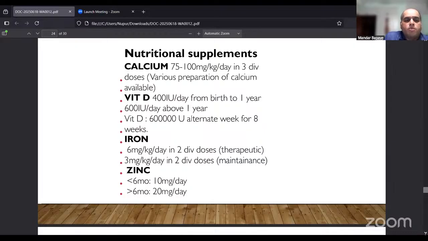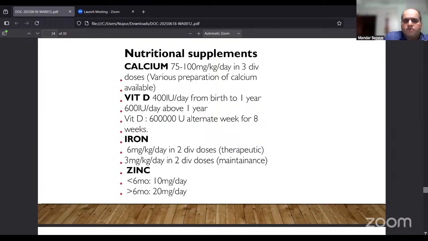So there is a formulation which has 250 milligram of elemental iron in 5 ml. So for a 10 kg baby, we just have to give 0.5 ml twice in a day. And one bottle of 200 ml will last for 6 months. So the iron deficiency therapy is for 6 months. So I am sure that the patient is going to give their kid 6 months of treatment.